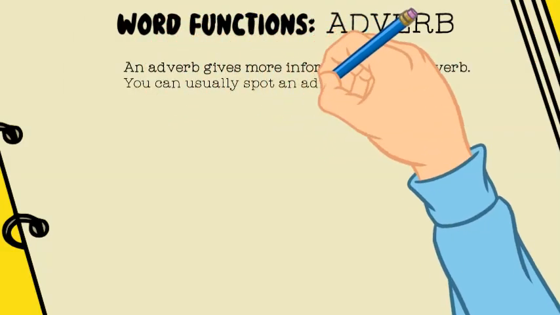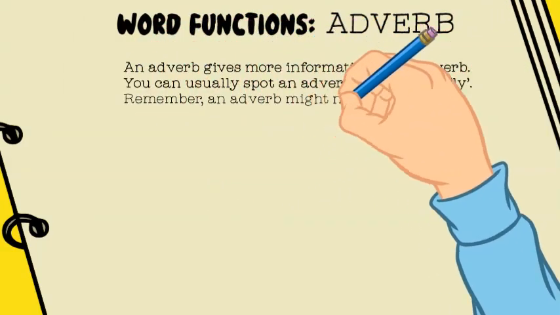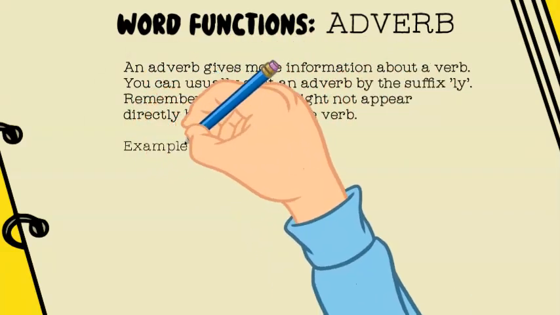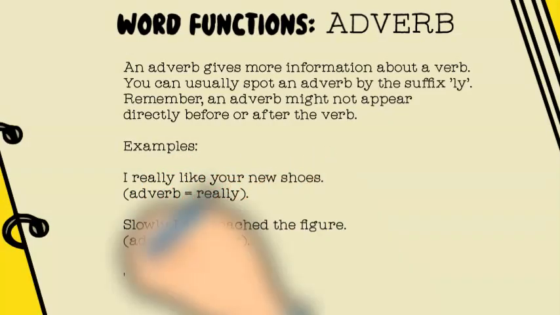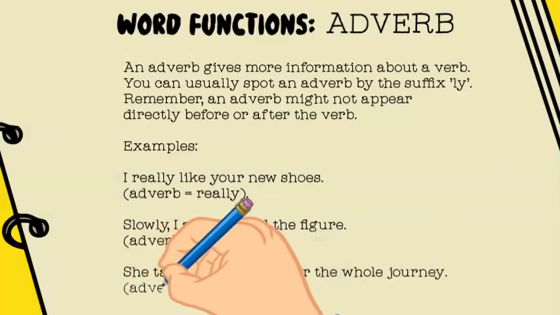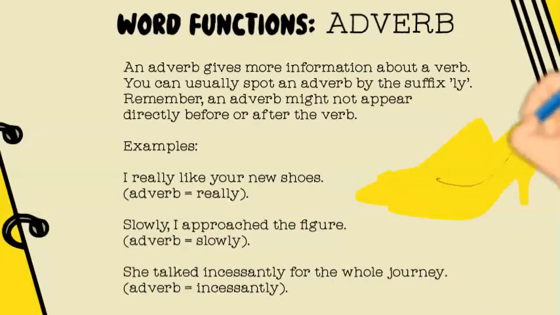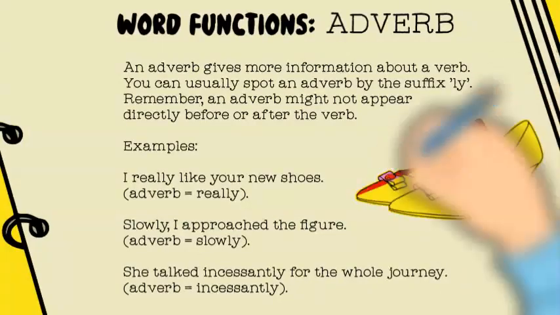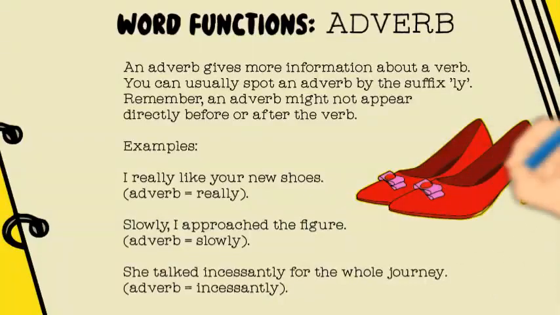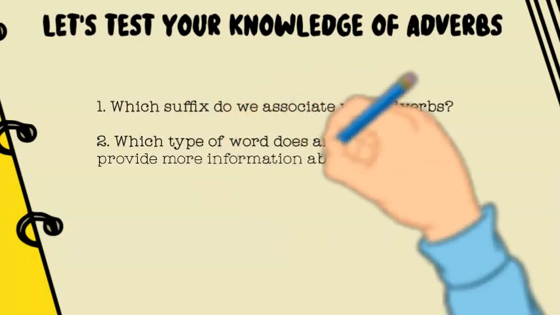Remember though that the adverb might not appear directly before a verb or directly after a verb, but somewhere else in the sentence. In the example, I really like your new shoes, really is the adverb. In the example, slowly, I approach the figure, slowly is the adverb. And notice how you've got the personal pronoun I in between the adverb slowly and the verb approach. In the last example then, she talked incessantly for the whole journey. Incessantly is the adverb, and it is directly after the verb in that instance. That one was short and sweet, and it's time to test your knowledge again.